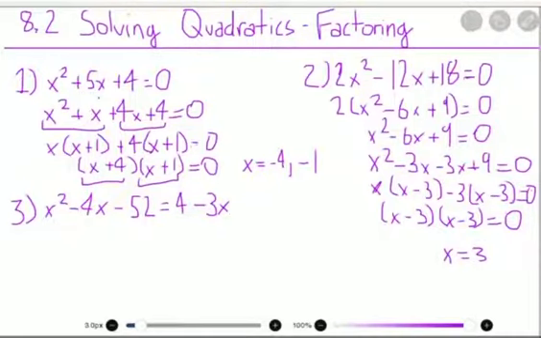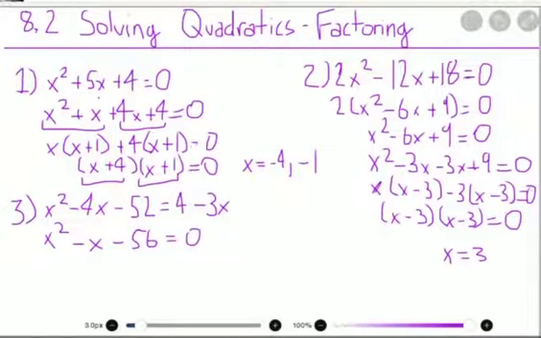Next, we move on to the third question. And in the third question, you can see that neither of the sides is equal to 0. That means the first step in this equation is to take everything to one side, so that one side of the equation equals 0. So x squared can just stay, and we'll add 3x to both sides, so we'll get minus x. And then we'll subtract 4 from both sides, and we'll get minus 56 equals 0.